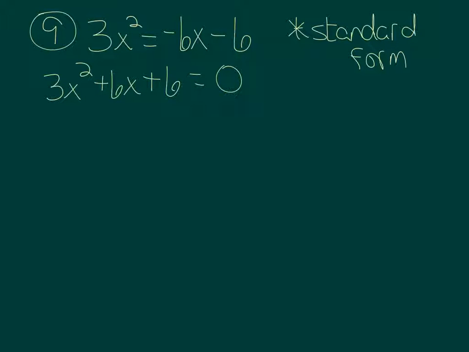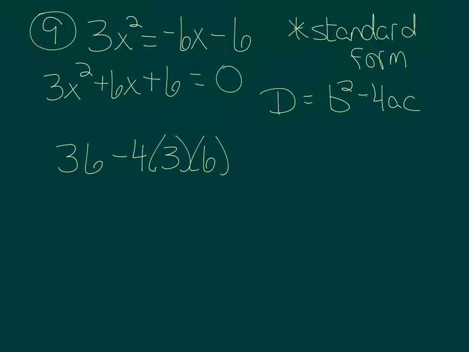Now, your discriminant, I think it might use a D. I don't remember what the symbol or the abbreviation for discriminant is, but it's b squared minus 4ac. It's the thing that's inside the square root, under the radical, with the quadratic formula. So b is 6, so 36, minus 4 times a, which is 3, times 6, which is c. This was 6 squared. I didn't write that. Okay, so this is b squared minus 4 times a times c.